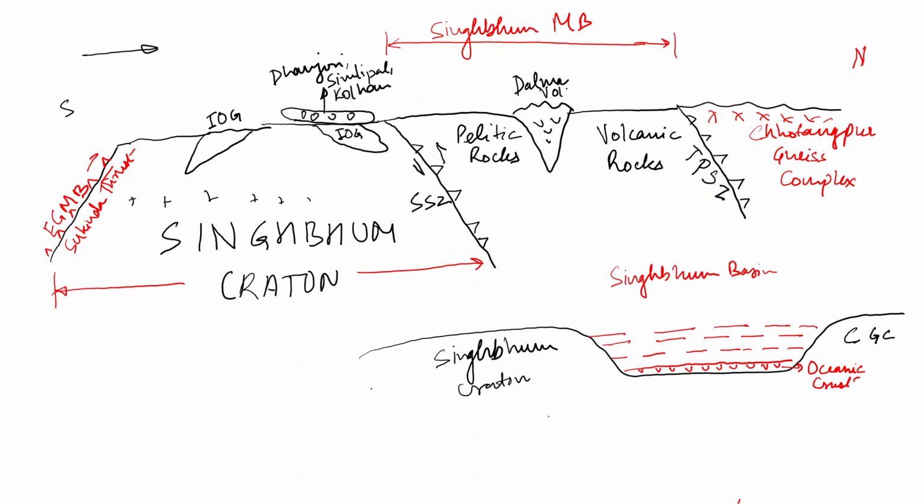Now what happened was that there was the subduction that occurred. So this is the subduction zone. So this subduction of the basin, it caused the ocean floor volcanic to compress, and then they gave rise to the Dalma volcanics. How did this happen? Let us see. When this subduction occurred, then the situation might have been like this.